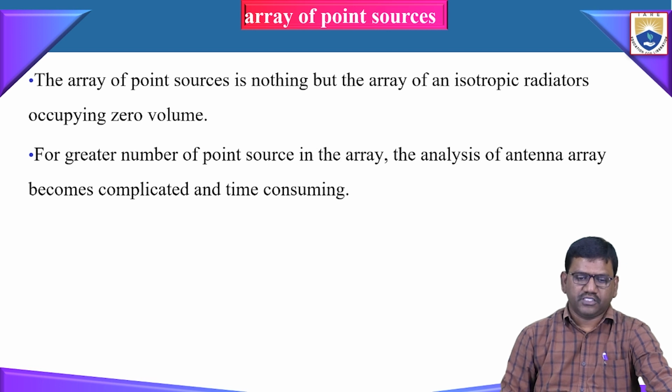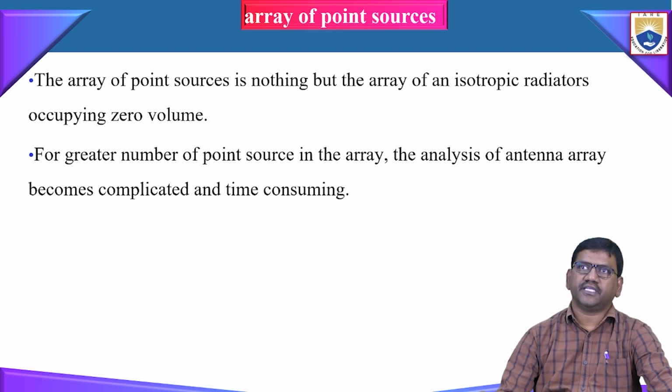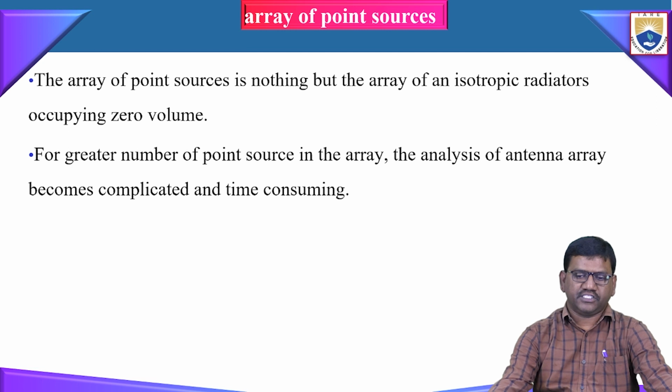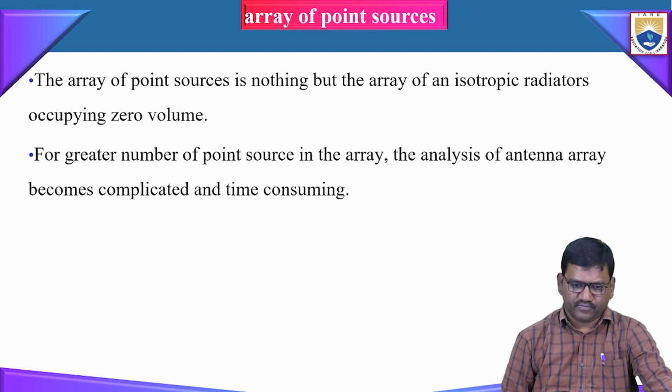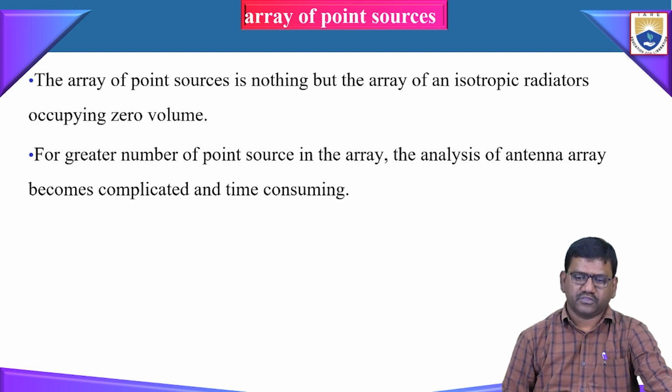Now the array of 2 point sources. The array of point sources is nothing but the array of isotropic radiators occupying zero volume. For a greater number of point sources in an array, the analysis of the antenna array becomes complicated and time consuming.